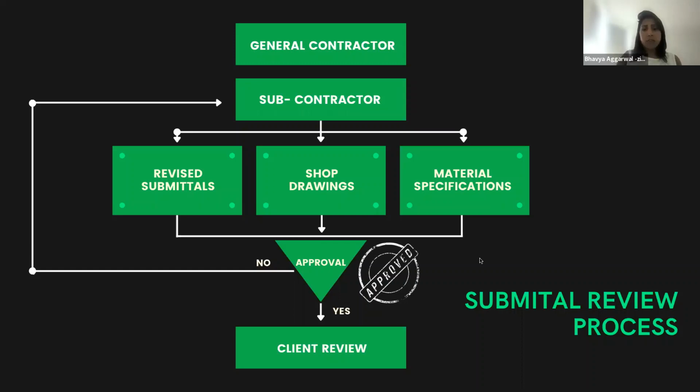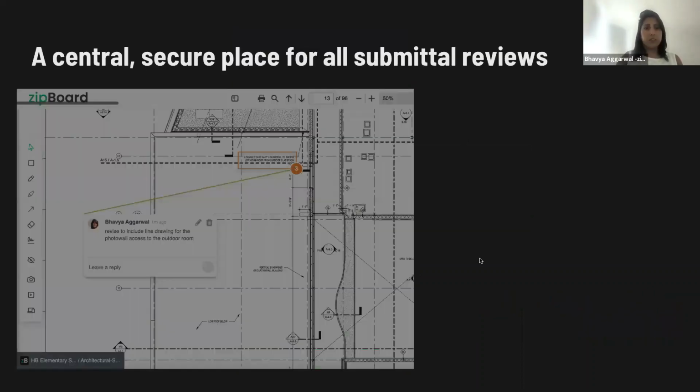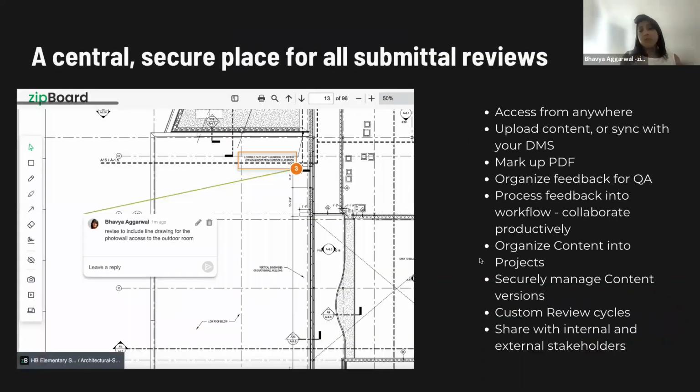So how does zipBoard really fit into all of this? zipBoard really is a central secure place for all kinds of reviews, and especially for submittal reviews. One of the advantages of zipBoard is that it's cloud-based. So you do not really need to install a utility to do the markups and do the reviews. And also, you're not passing around files. You're really viewing the same file. Everybody is able to view the same file and make comments on it, right?